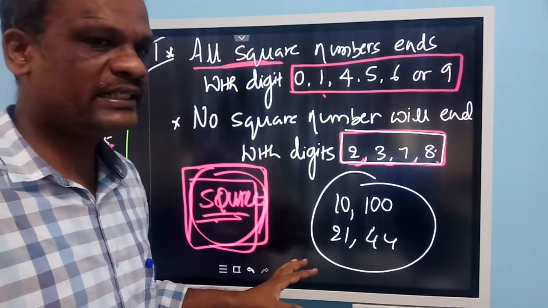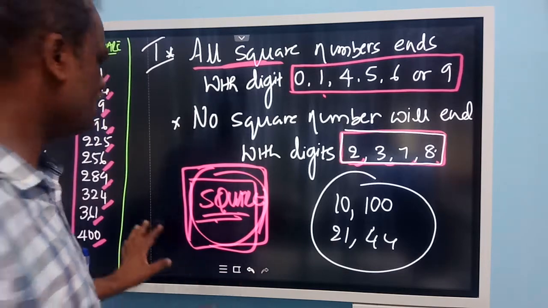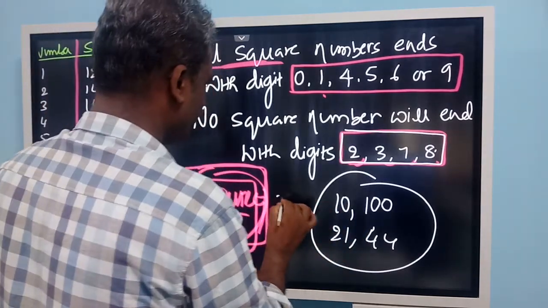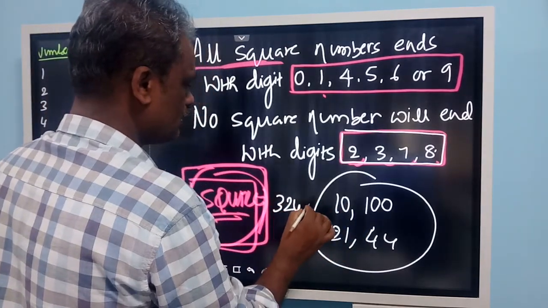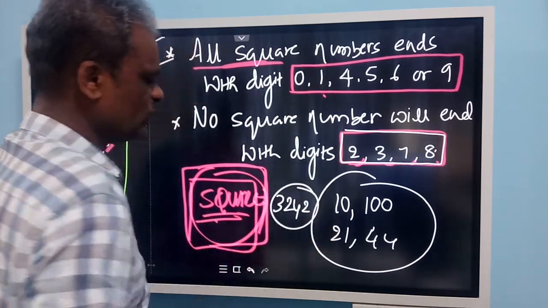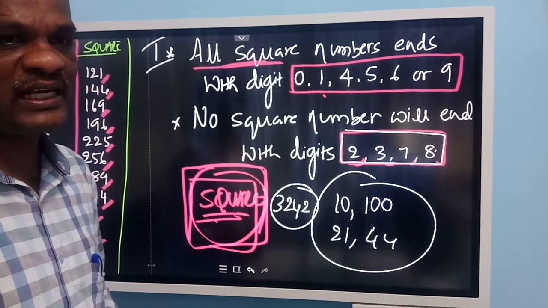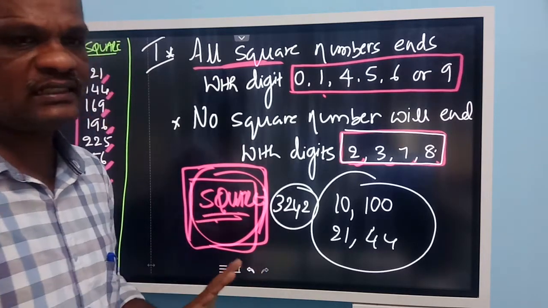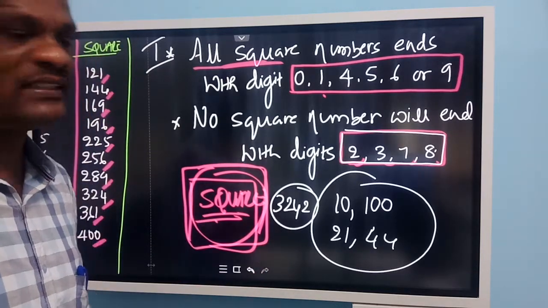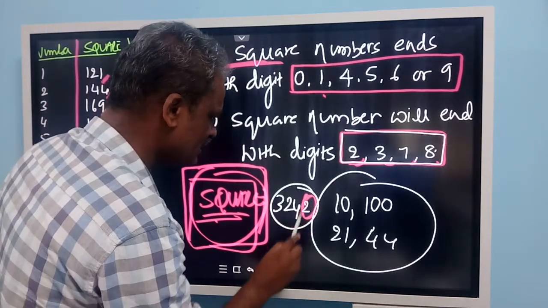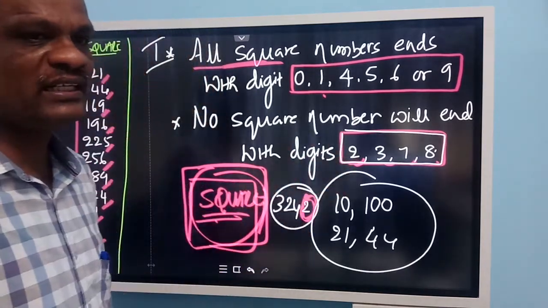Okay? You got it? Suppose I write here 3242. Now, if I ask you whether it is a square number, there is no need to check whether it is a product of two equal factors or not. Just look at the last digit, ending with 2. Therefore, it's not a square number.